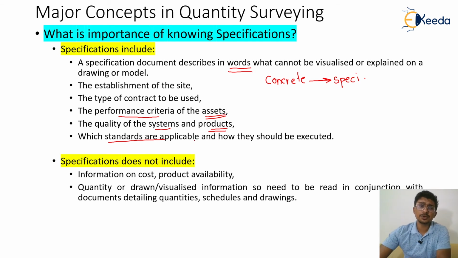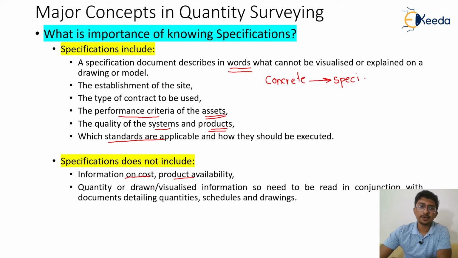What does the specification not include? It doesn't include information on cost and product availability. It will just say that cement of grade 53 OPC has to be used in XYZ. So it is not going to tell you what the cost of that thing is, or whether it is available in your locality or not. That is another aspect. The most important aspect is the quality of the cement you're going to use. That is what the specification is going to talk about.